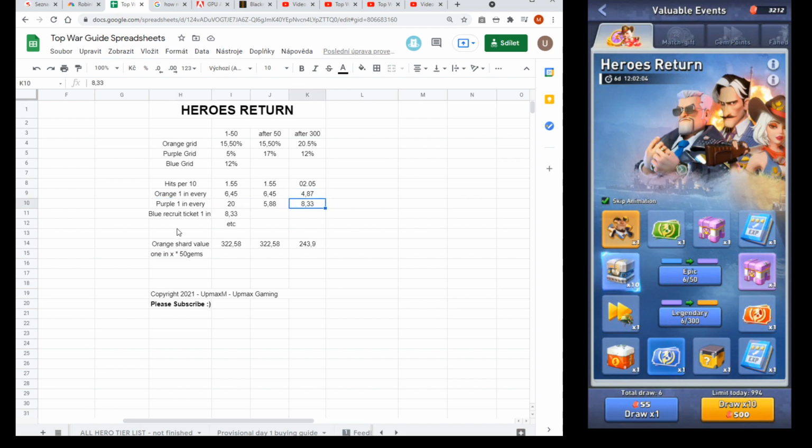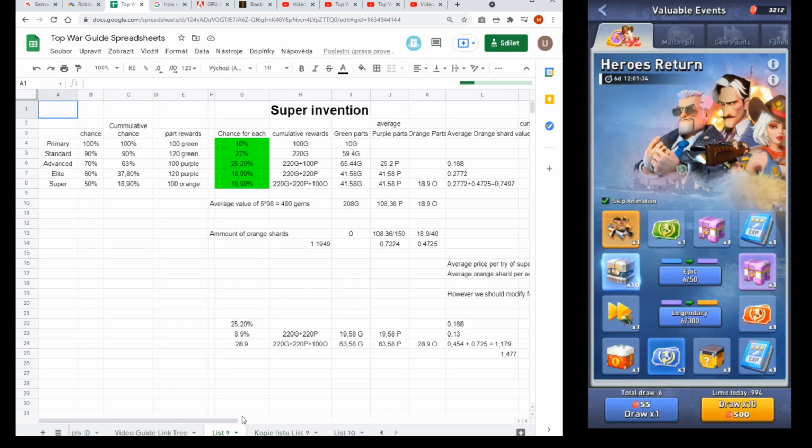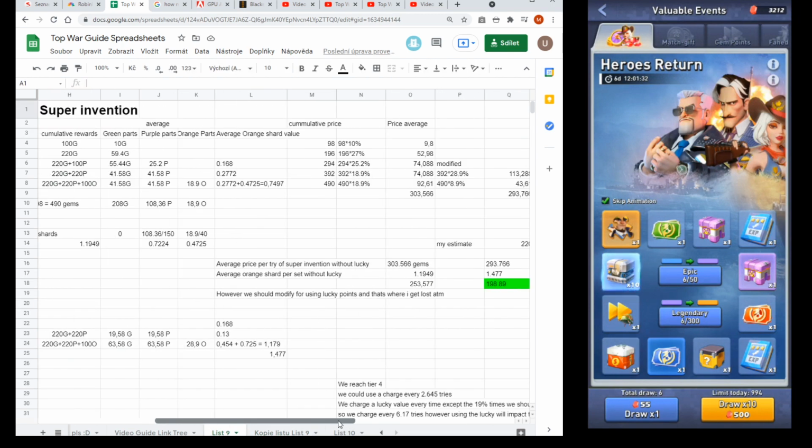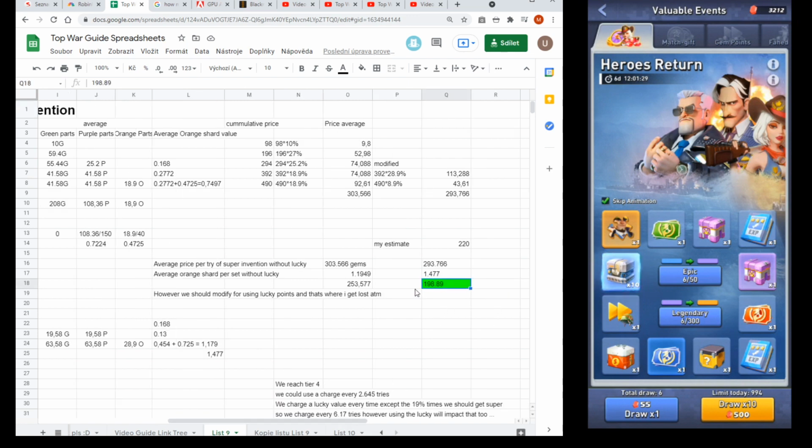The reason why I counted it like this is that you need this number to multiply it by the price of the draws, and then you're going to see what the value is per each orange shard. For the first 300 rolls, it's 322. And I can tell you that is very horrible actually, because while I have not completely finished it and didn't have it looked over, I made the calculations for Super Invention, and it looks to be somewhere between 200 and 250.